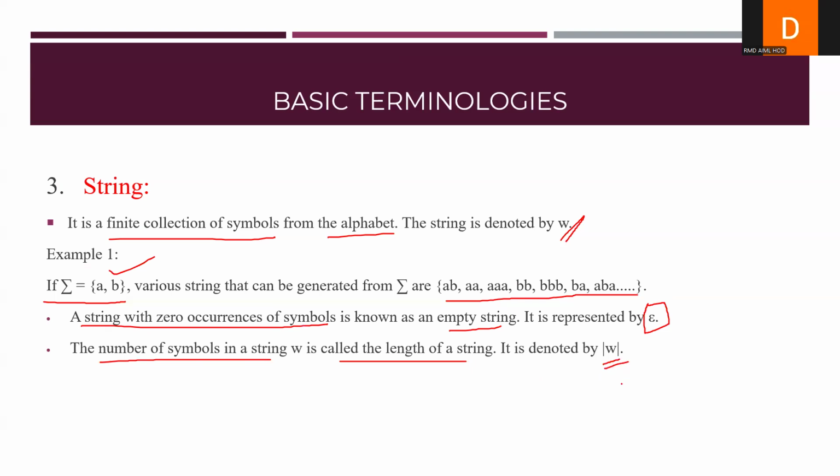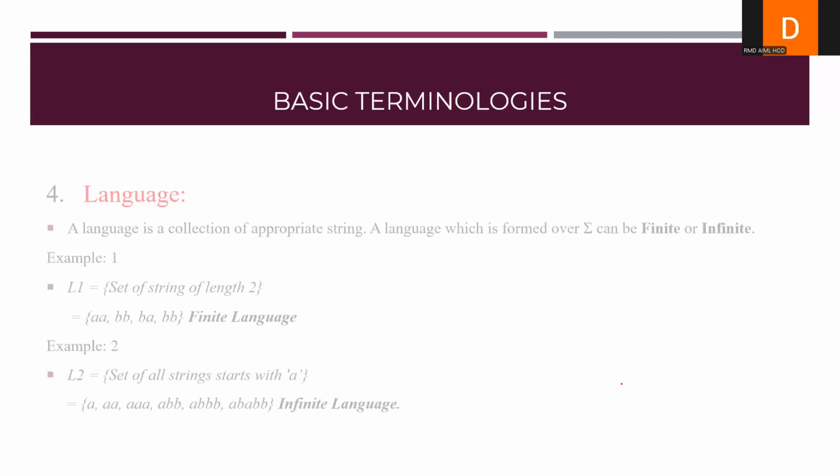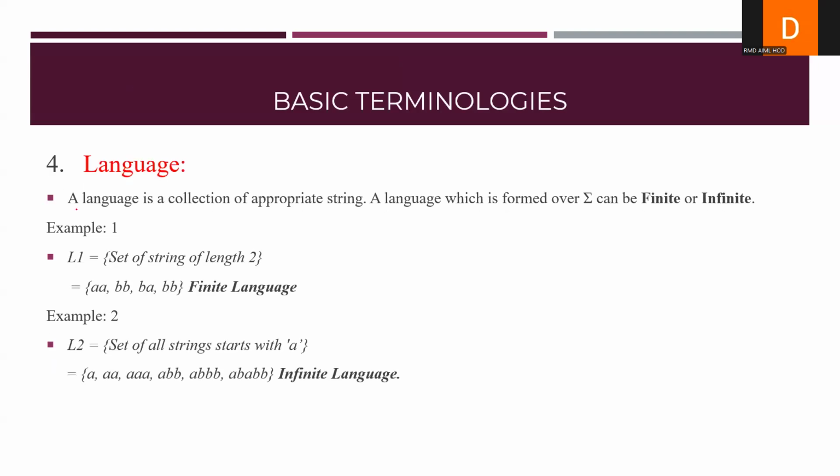Now we move on to the fourth terminology, which is language. What is meant by a language? A language is a collection of appropriate strings. So a number of strings put together will form a language. When we say appropriate strings, we mean strings which are similar to each other. Now, how are these strings going to be formed? These strings are formed over the alphabet. And when we form strings over the alphabet, you call it a language, and our language can be either a finite language or an infinite language.